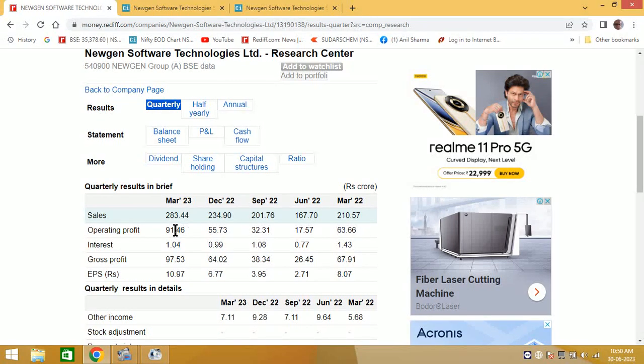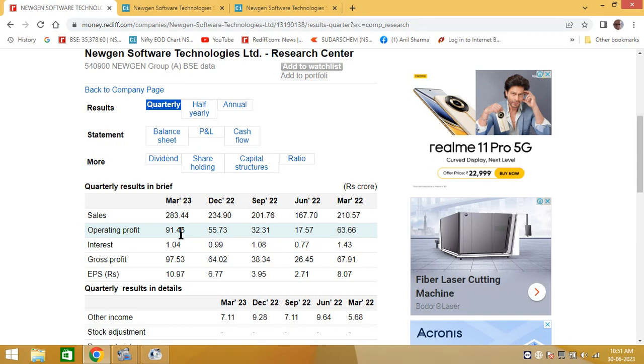Now let us check on the operating profit. Operating profit means Kamkaji Munafa, or in other words, after deducting the expenses for selling the products, what is the profit which is left. Now if you see quarter to quarter, the rise in the profit is 64.29%, and year to year from 63.66 to 91.46, the rise is 46%. So there is a huge rise in the operating profit, right?